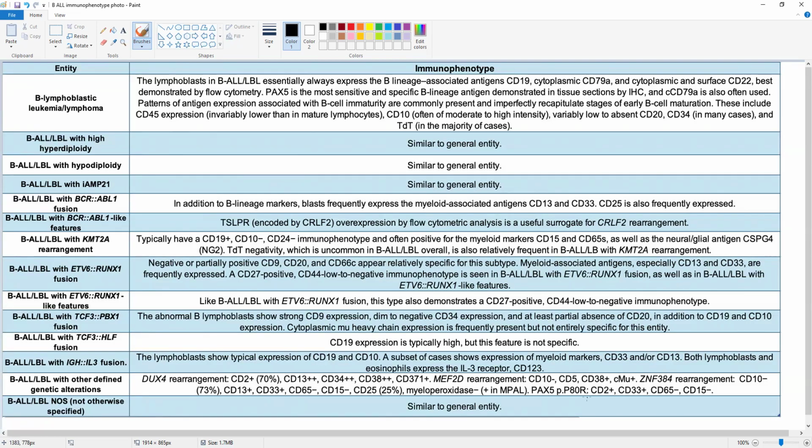If MPO is positive, then you have to consider mixed phenotype acute leukemia, especially in this setting. But that's a discussion for a separate video. And then lastly, remember, it's about the general picture, especially when it comes to B-lymphoblastic leukemia lymphoma. It's not finding a specific marker and then making the diagnosis. It's more about looking at the general picture and then after that, coming up with a diagnosis.